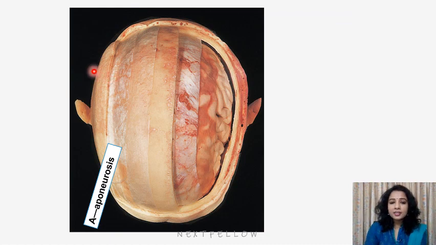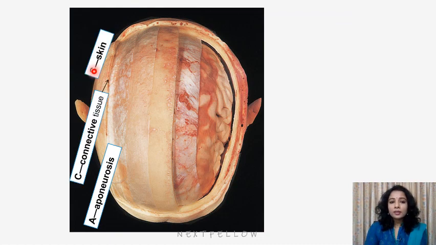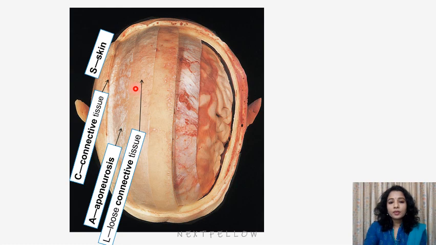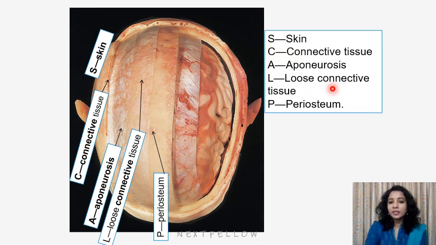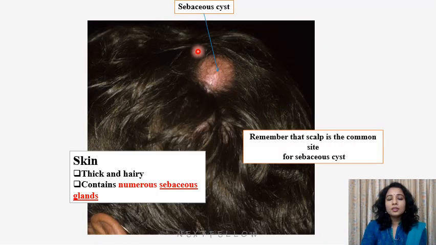So here we can see the layers again: the skin, then dense connective tissue underneath it, then aponeurosis, which is a part of a muscle, all three together called as scalp proper. Then the loose areolar tissue over which the scalp moves. Finally, the pericranium, which is the covering of the bone, which is nothing but the periosteum of the calvaria. So these are the layers of scalp. Next, as I said earlier, the scalp is prone to sebaceous cyst.